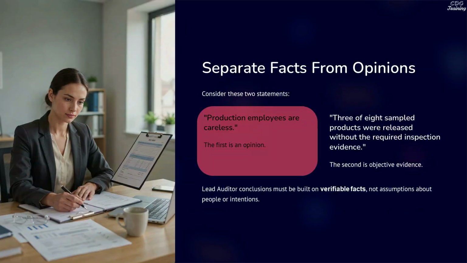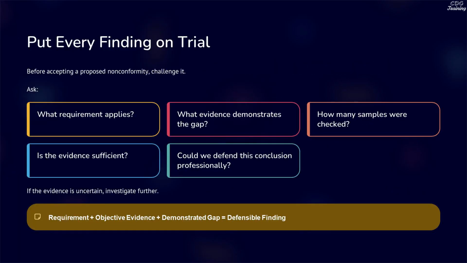Distinguish between opinions and facts. While opinions may be subjective, facts are based on verifiable evidence. This distinction is crucial for accurate audit conclusions. Challenge every finding by questioning its requirements, evidence, and sufficiency. This rigorous process ensures that only defensible findings are accepted.